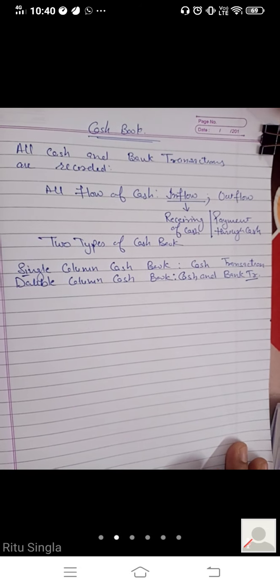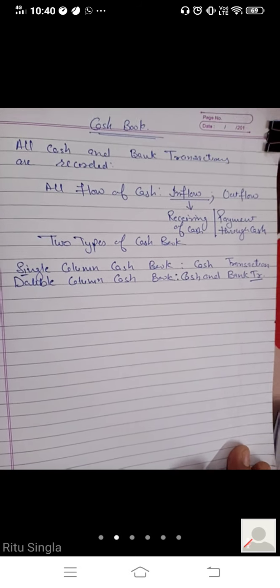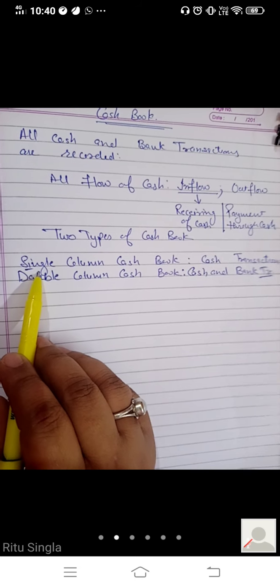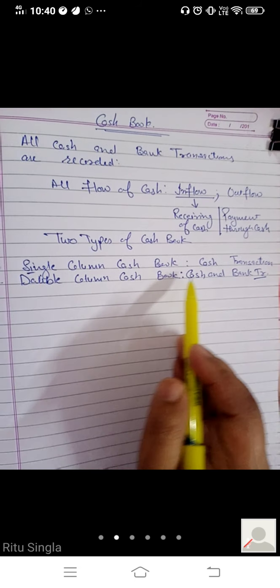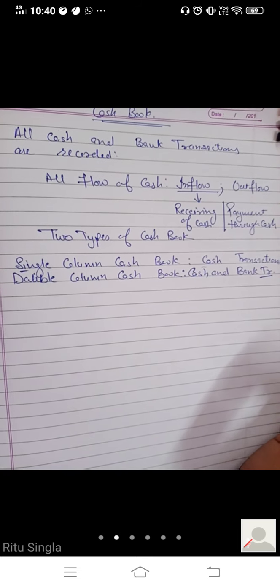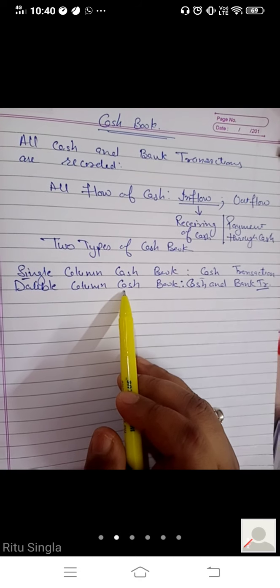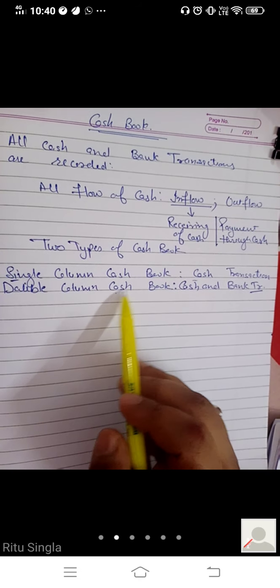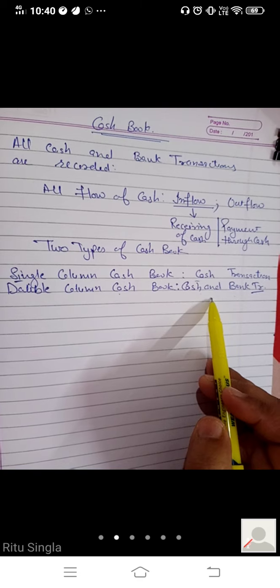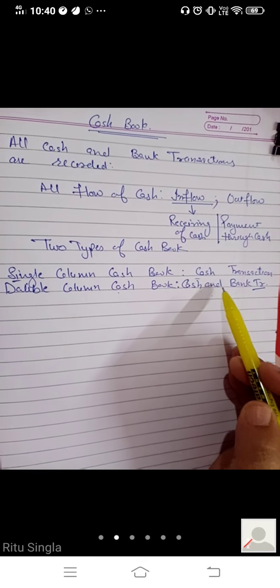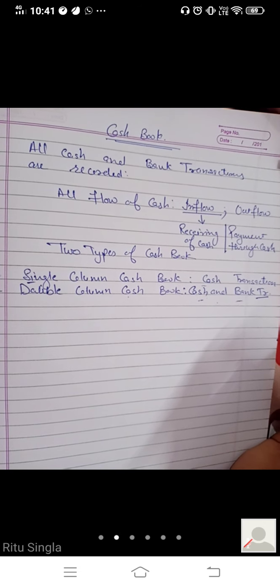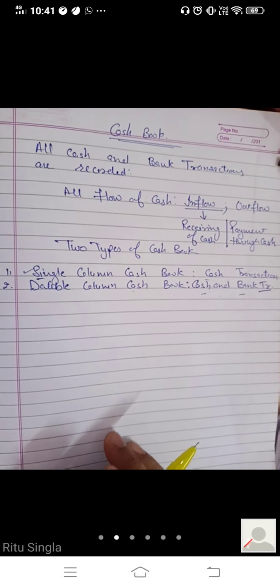In double column cash book, we will increase amount column. In the first book, single column, we have one amount column only for cash. No doubt it will be both sides, debit and credit side. And in double column cash book, we have two amount columns in debit side as well as in credit side. One column for cash and the other one column for bank. Let me start with single column cash book.